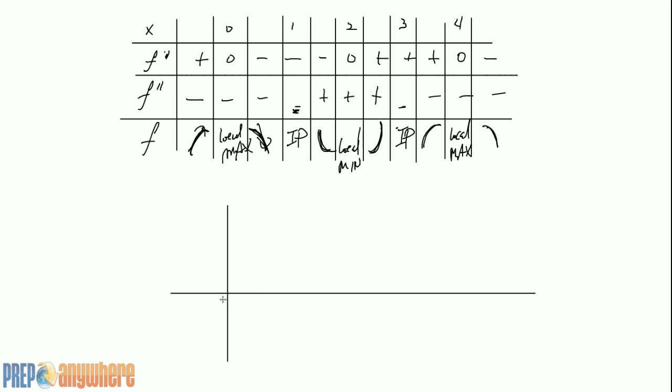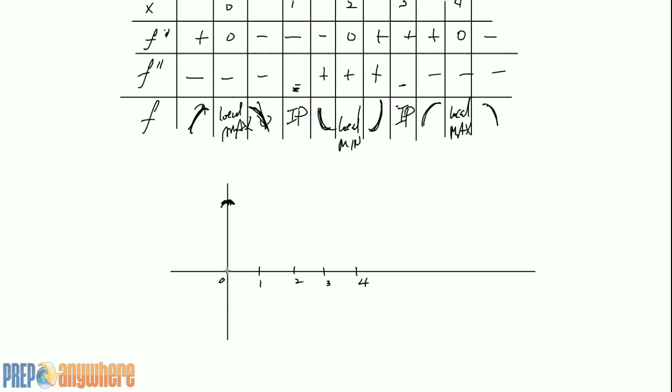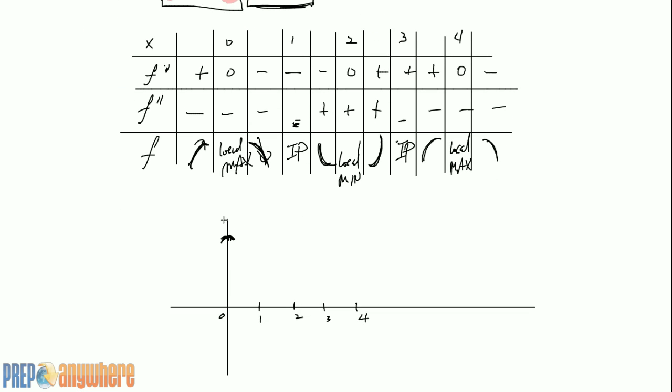So important numbers are 0, 1, 2, 3, 4. There's a local maximum at 0. So let's say that's like that. They haven't actually given us the value at 0. Oh, actually, you know what? These are not the function values. These are the derivative values. So let's say this is the local max. It's arbitrary. We can pick higher or lower.